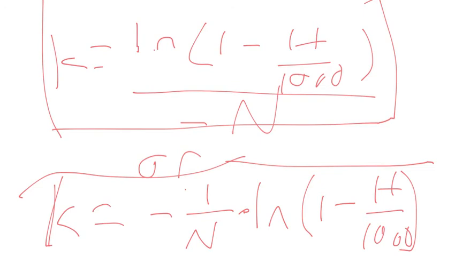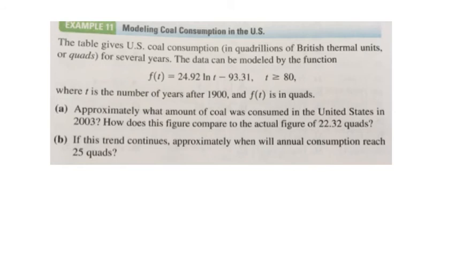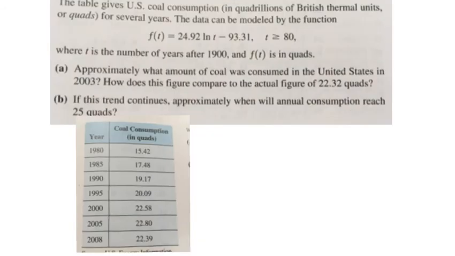Now, on to the final problem. The table gives U.S. coal consumption in quadrillions of British thermal units, or quads, for several years. The data can be modeled by the function f of t equals 24.92 ln t minus 93.31 when t is greater than 80, where t is the number of years after 1900 and f of t is in quads. And let me bring the table up now. Alright, so there's the table.